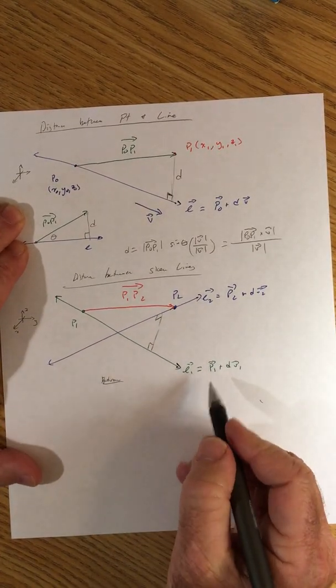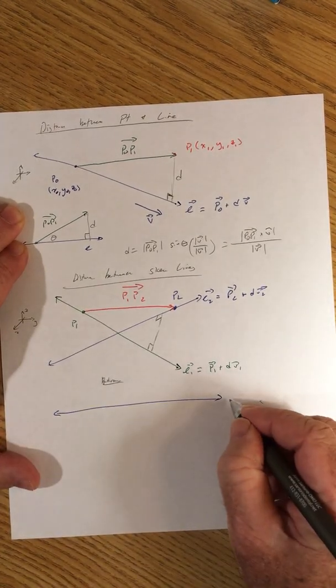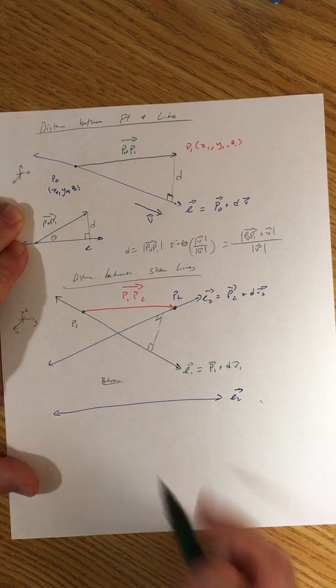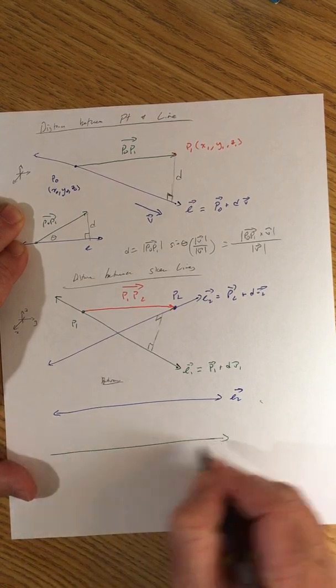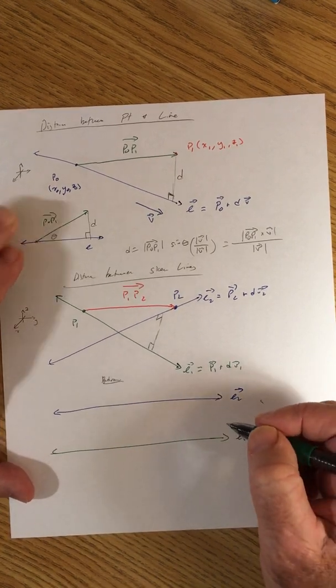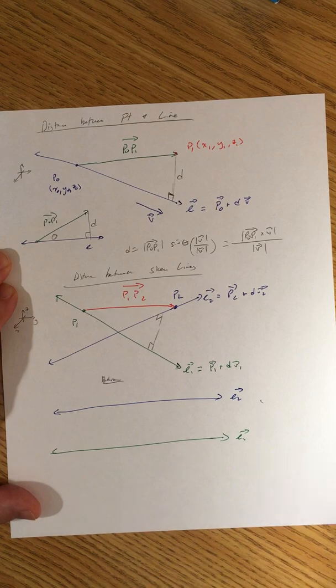And it now looks like this. There's the blue line. That's L2. And here's the green line. And again, these are not parallel lines. They are in parallel planes. They appear parallel. I hope everybody understands that.